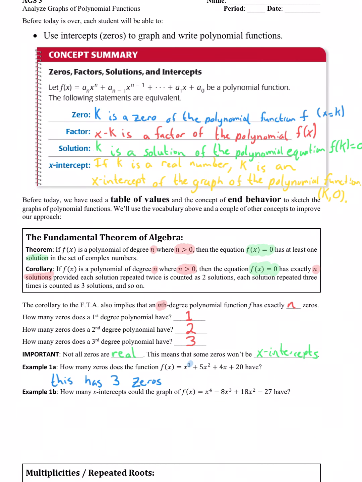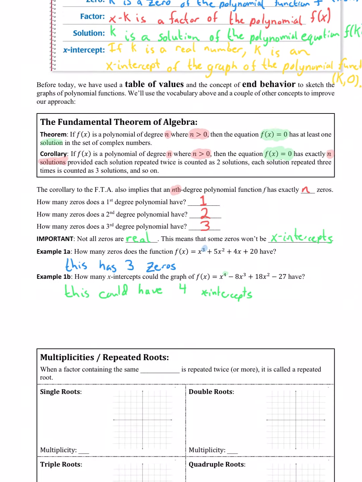Example 1b says how many x-intercepts could the graph have? F of x equals x to the 4th minus 8x cubed plus 18x squared minus 27. So it's in descending order correctly. And because it's x to the 4th, this function could have up to 4 x-intercepts. It doesn't mean that it definitely does have 4 x-intercepts. It just means it could have 4 x-intercepts. All right, so it's possible that it has less than 4 x-intercepts. And now we're going to look at some examples of that.